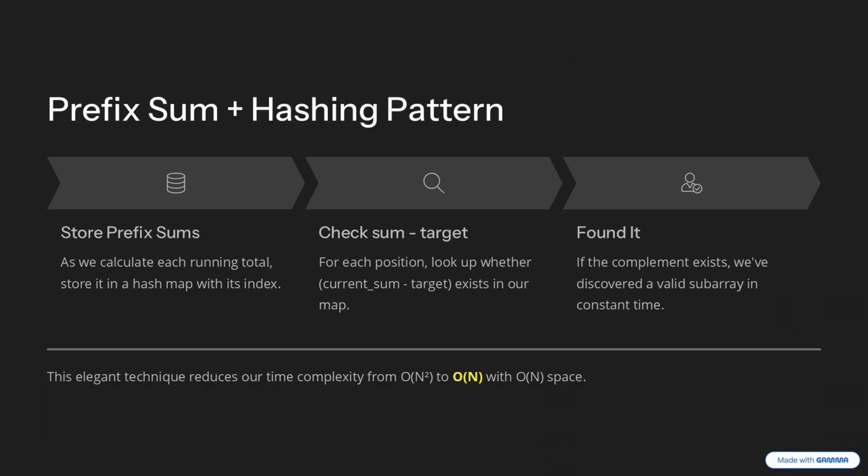Hashing makes prefix sum powerful. For each prefix sum, we check if prefix sum minus the target already exists in the hash map. If it does, a valid subarray exists. This reduces time complexity to linear.